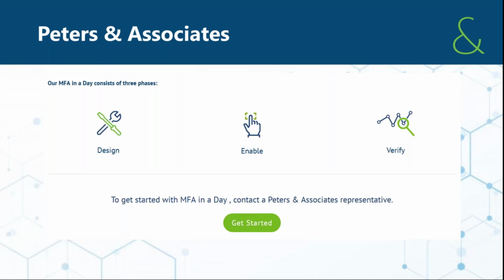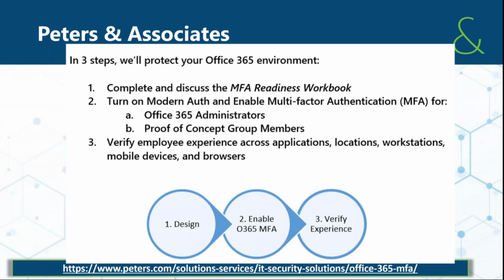And then the last slide, I just wanted to introduce the idea of MFA in a day. It is exactly that. It is one engineering day with a goal of turning on modern authentication for your admins, as well as a proof of concept group for up to 10 users, and verifying they have a good experience across applications, locations, workstations, browsers, and devices.